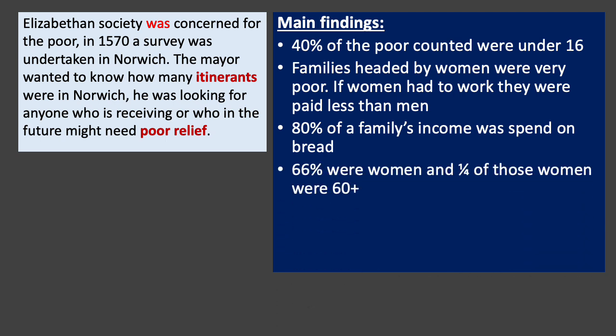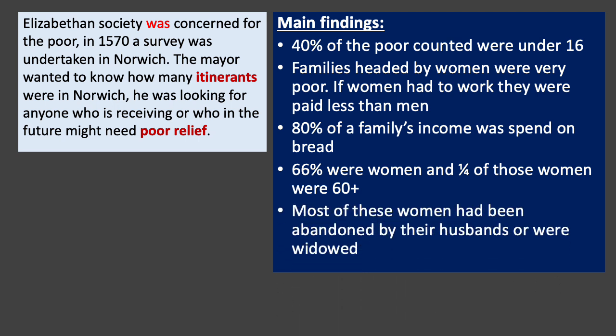66% of the people surveyed in poverty were women, and a quarter of those were over 60, so older ladies. Again, probably their husbands have died or left them, and they find themselves destitute. Women in society, as we know, weren't particularly valued or favoured, especially when it comes to men. Most of these women had been abandoned or widowed, meaning that finding another husband would be really difficult, especially as they're getting older. The purpose of a woman is probably to just have kids and be a dutiful wife, so the older they get, the harder that would be.